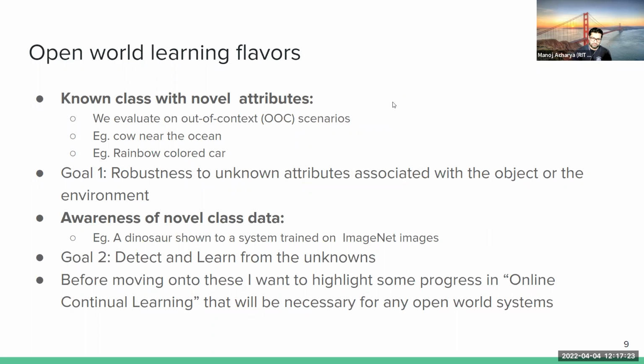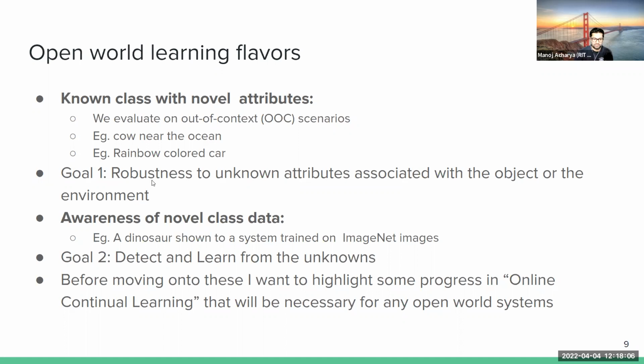I'm going to talk about two open world learning flavors here, in this talk today. The first one is talking about known class with novel attributes. And this I refer to as out of context scenarios, right? For example, usually you see cows near, it's grazing, surrounded by grasses, but what happens if a cow comes into a very novel situation or something like near an ocean, right? Or let's say you're seeing normal cars, but then all of a sudden you see a rainbow colored car. So either the environment is novel or the object is novel because of a novel attribute itself. So that's a known class with novel attributes.